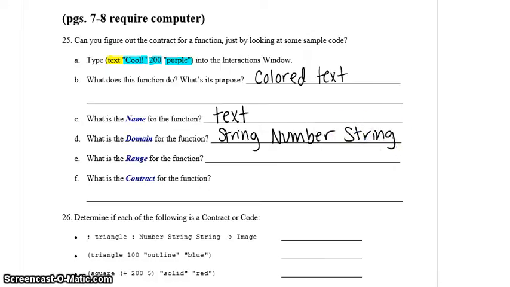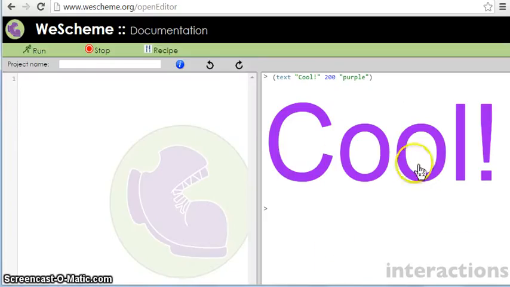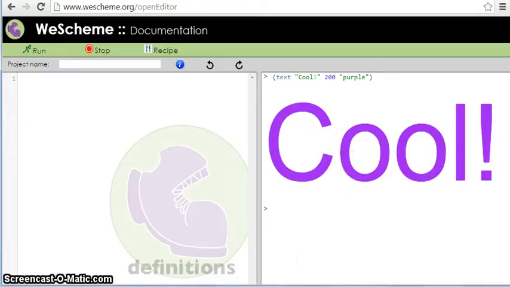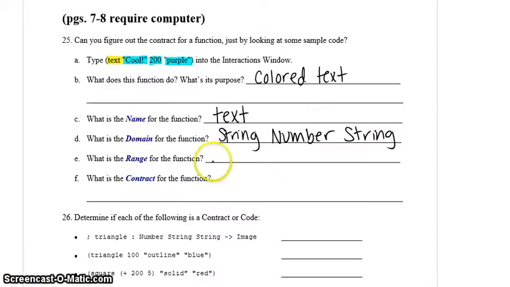The range is what type of output is produced. So what type of output is this? You might think, oh, it's a string, it's a word. But keep in mind, this is not a string, it's not between quotation marks, it's actually an image of the word cool. So our range is an image.